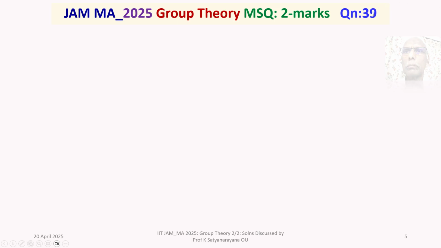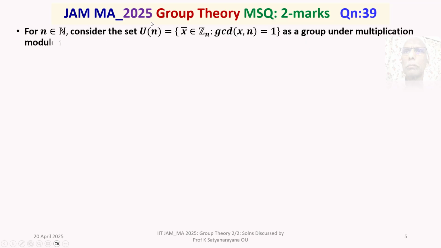This is question number 39. It is an MSQ, multiple select question. There can be more than one answer and it carries 2 marks. For n belongs to N, consider the set U of n, equal to the set of all x bar belongs to Zn such that the GCD of x comma n is equal to 1, as a group under multiplication modulo n. We know this is a group under multiplication modulo n.